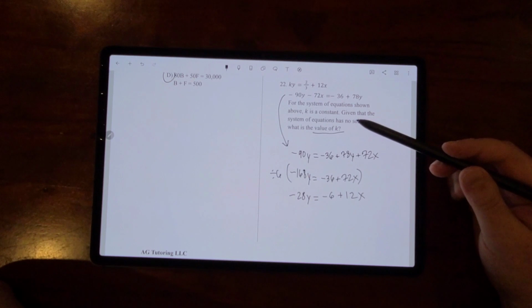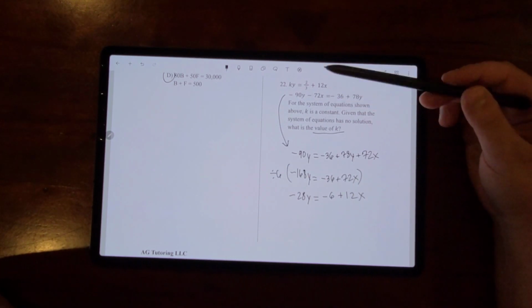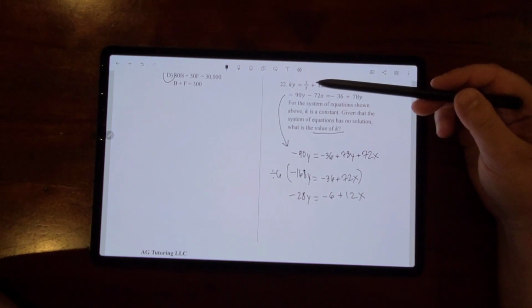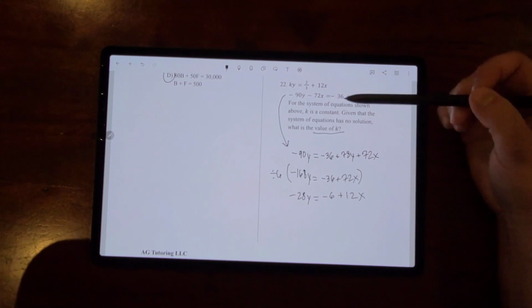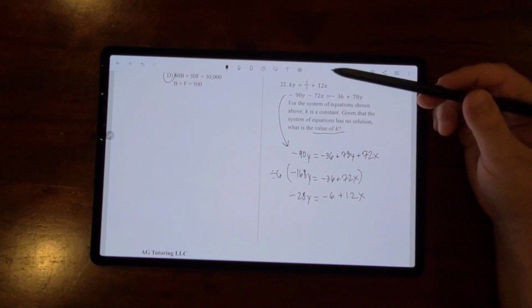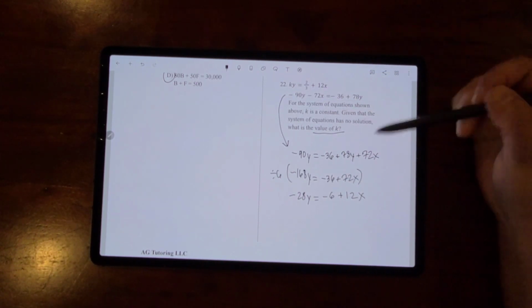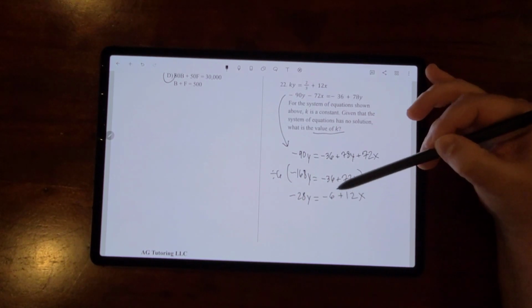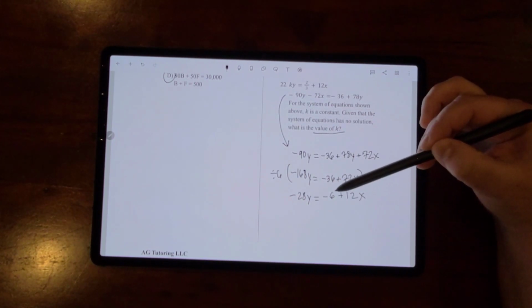Now remember, for no solution, the system of equations has to look exactly the same, except there's one thing that's off, like the number right here and the number right here, where 2/3 is different than -6.